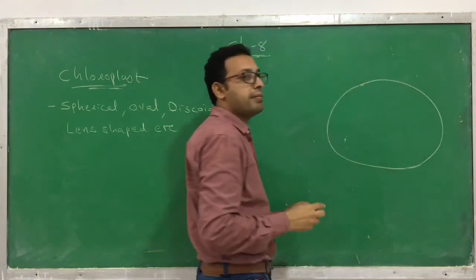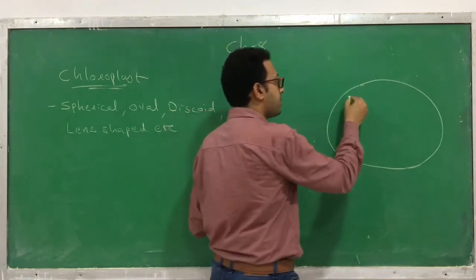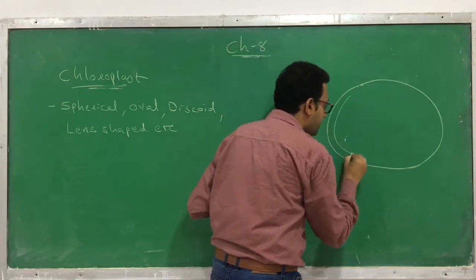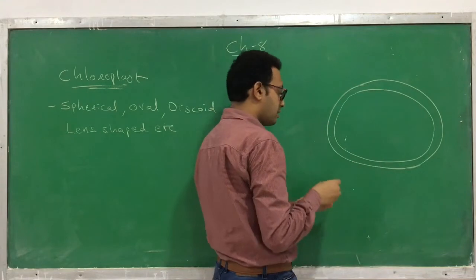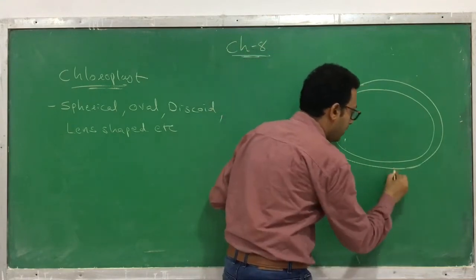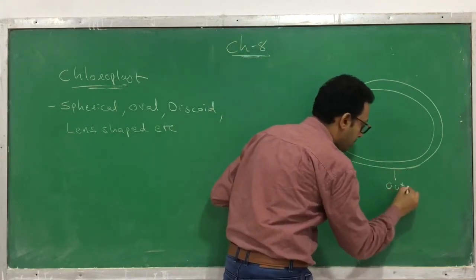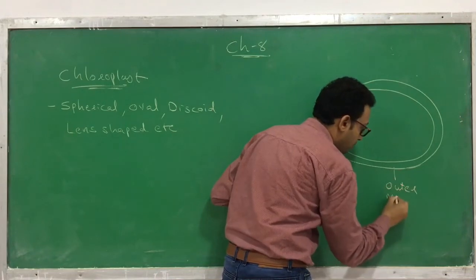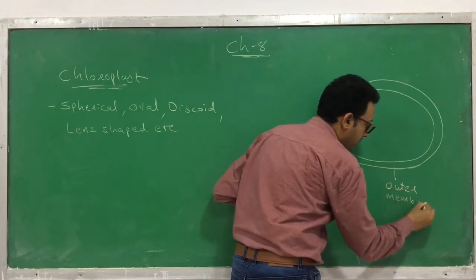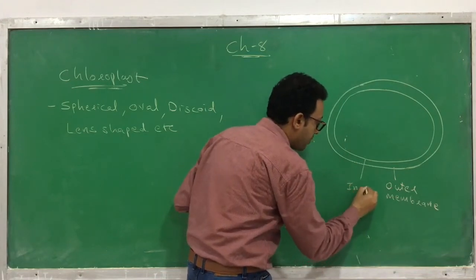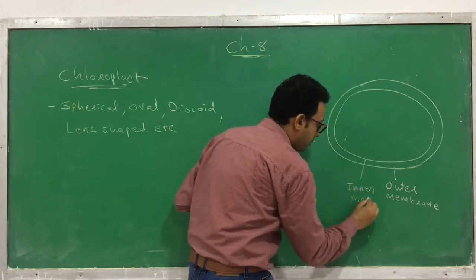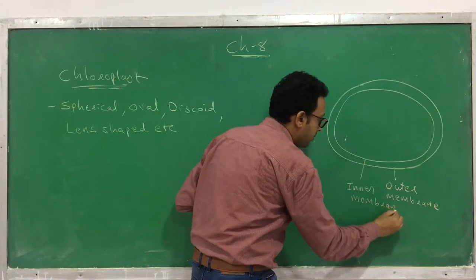How many membranes are there? Not a single membrane. There are two membranes present. One is called the outer membrane, like in a mitochondria. Then this is called the inner membrane. So two membranes are present, outer membrane and inner membrane.